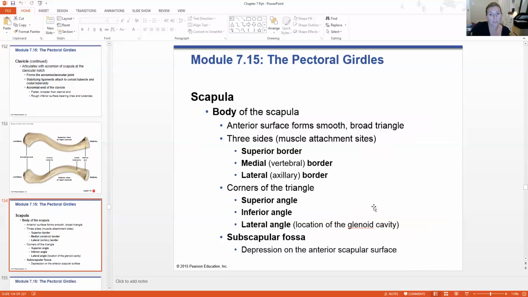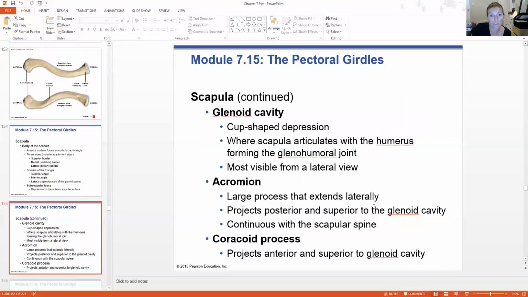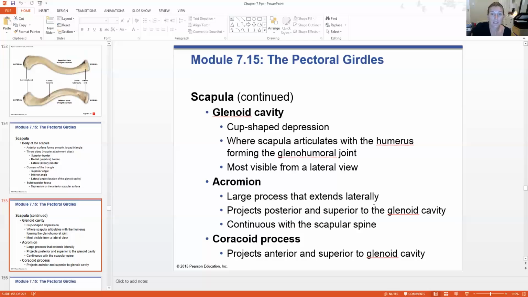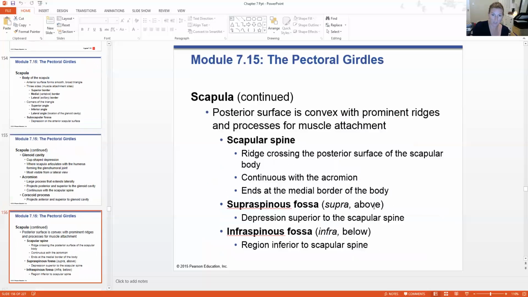The scapula has a body, a superior border, a medial border, a lateral border, a superior, inferior, and lateral angle, and a suprascapular fossa. So lots of features to a scapula. It forms the glenoid cavity. This is where the scapula articulates with the humerus, and it forms what we call the glenohumeral joint, or shoulder joint. It's most visible from the lateral sides when you're looking inward. The acromion is the large process that goes lateral. The coracoid projects anterior and superior to the glenoid cavity.